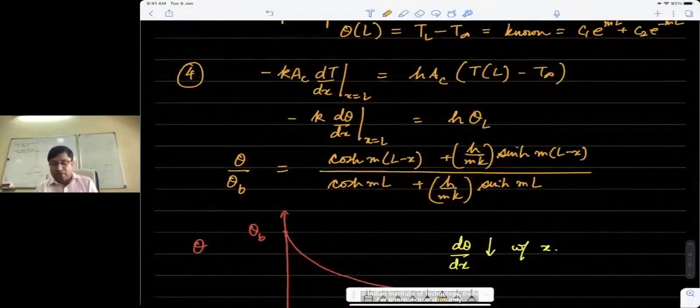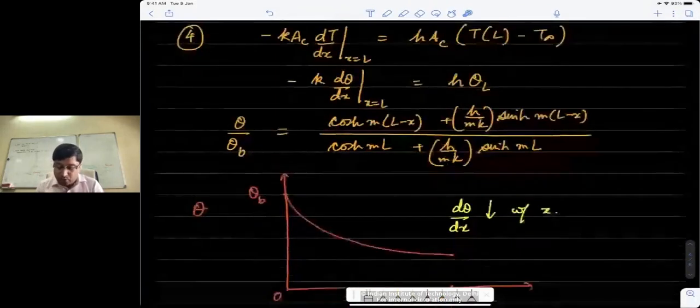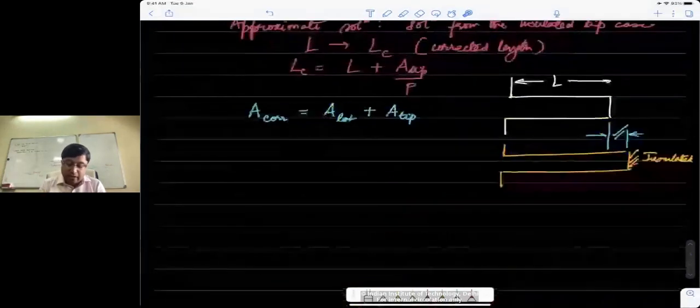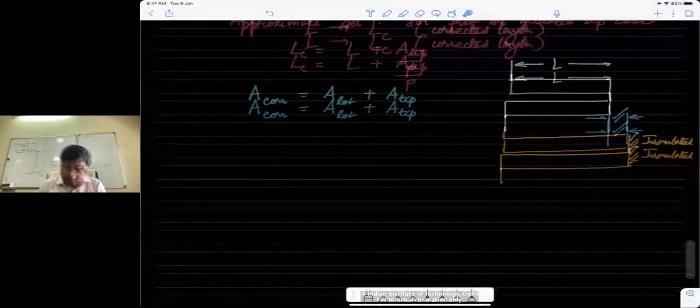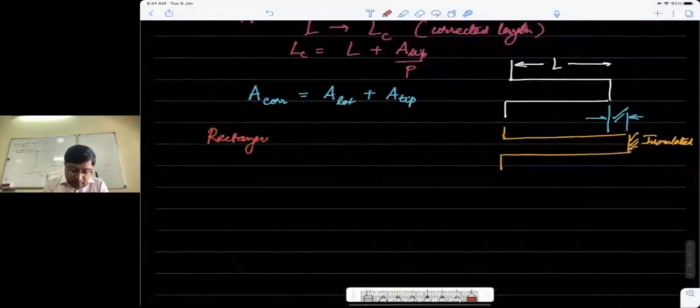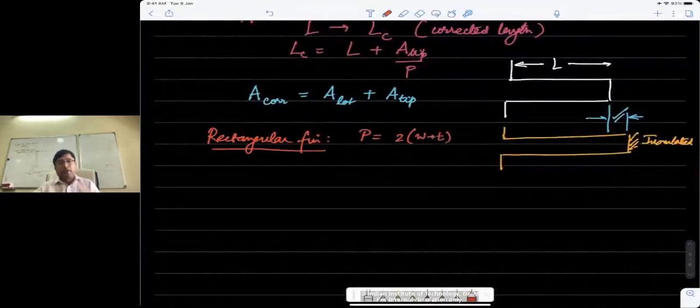If you're doing a computer calculation, then of course we can do the more rigorous method. But sometimes when you're doing it in an exam, or you want to have a quick estimate, this could be one way of calculating things. Just to again illustrate what kind of corrected lengths you will get. So for example, if you have a rectangular fin, in which case the perimeter is, let's say, 2 times W plus T, because this will be the width into the plane and T, which is the thickness.